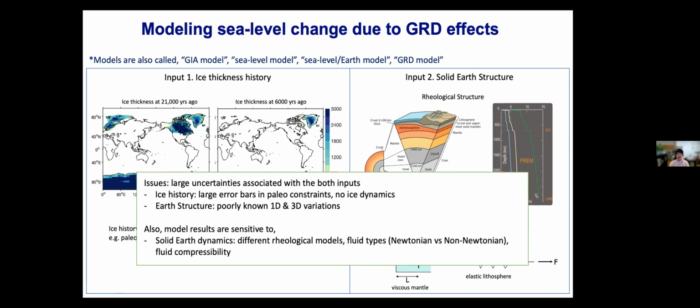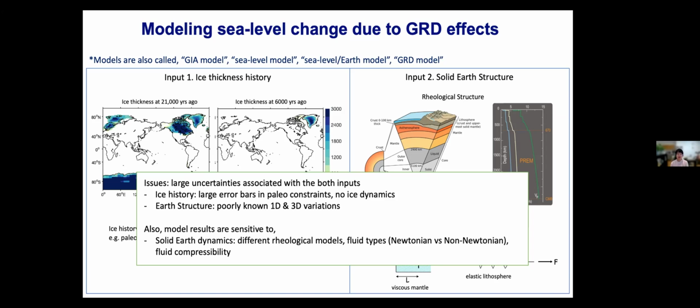And there are quite large uncertainties associated with both of these inputs. For example, for ice history in the paleo context, there are huge error bars in paleo constraints, because there are many geophysically inferred ice histories. Typically, ice history has been built to match geological and geophysical data, so it doesn't necessarily respect ice sheet dynamics. A lot of times, actually, there is no ice physics.